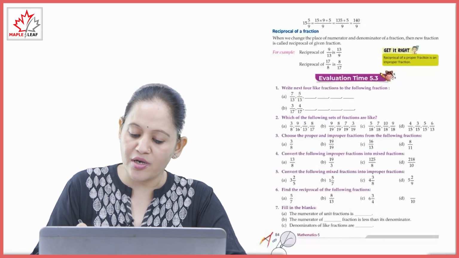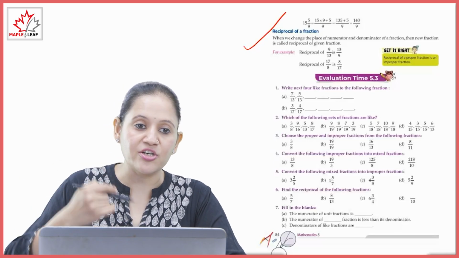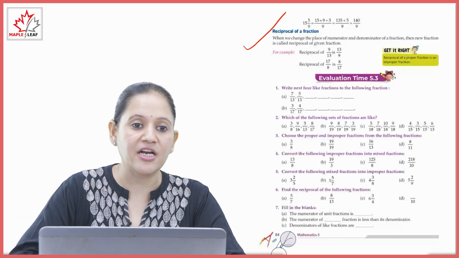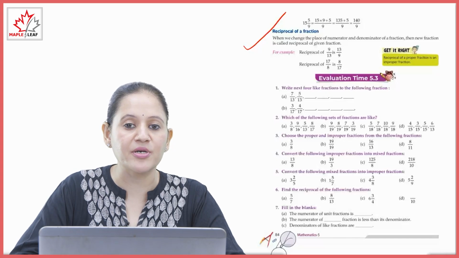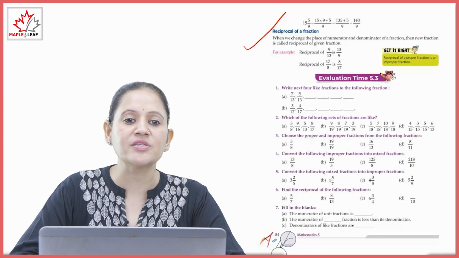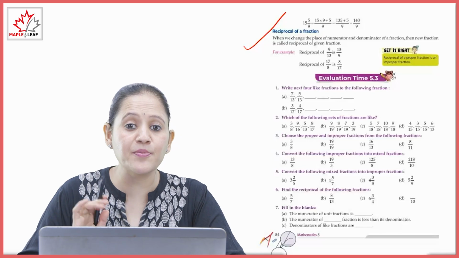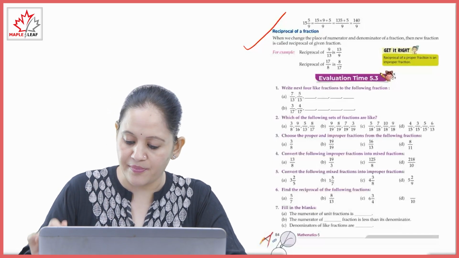Next is reciprocal of a fraction. Reciprocal means ulta. That means the numerator becomes the denominator, and the denominator becomes the numerator. When we change the place of the numerator and denominator of the fraction, the new fraction is called the reciprocal of the given fraction. Like the reciprocal of 9/13 is 13/9. Clear? The reciprocal of 17/8 is 8/17. The reciprocal of a proper fraction is an improper fraction.